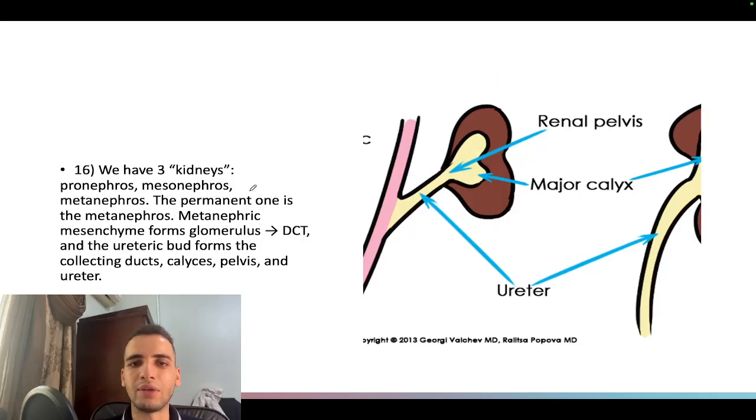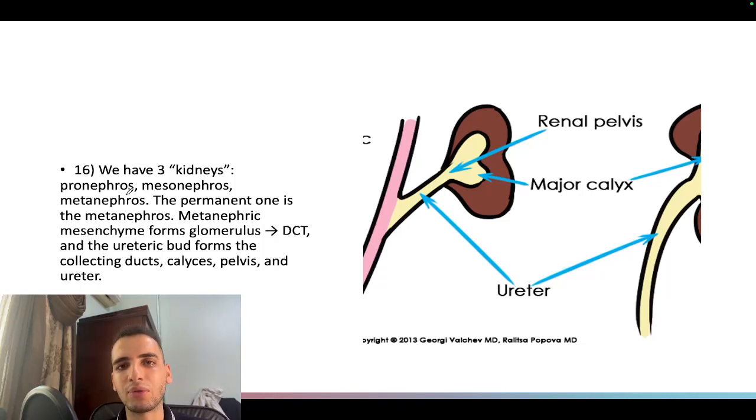Congenitally, we have three kidneys: pronephron, mesonephron, and metanephron. The ones that usually stay with us until adulthood is the metanephron. And I remember meta with T is the permanent kidney. It will form the glomeruli until the distal convoluted tubules. So glomeruli, proximal, and ascending limb, and the descending limb. Then the distal. Then it will combine with the ureteric bud. And the ureteric bud usually forms the collecting ducts and the ureters, and they will fuse together.